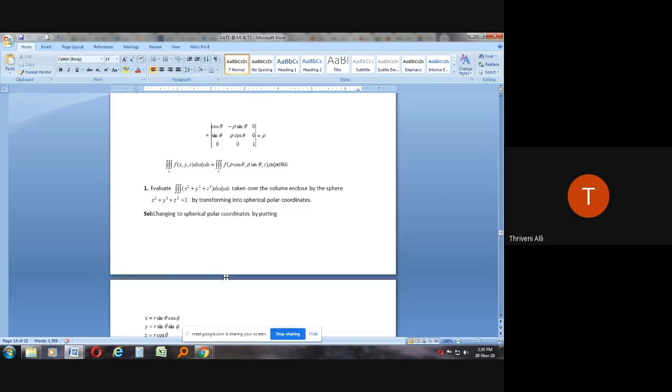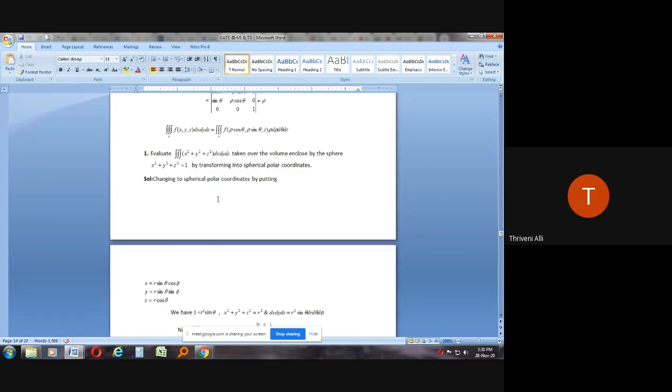Okay. So see this problem: evaluate this triple integral over the volume enclosed by the sphere by transforming into spherical polar coordinates.